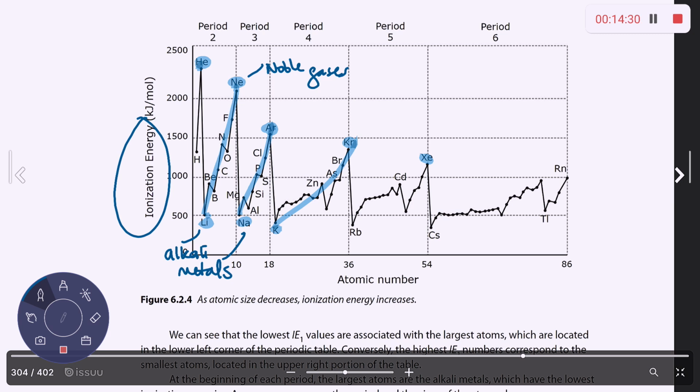Okay, and that's because the noble gases will be the smaller atoms in a period. The alkali metals will be the larger atoms. So it's going to take less energy to remove an electron from an alkali metal than it will to remove an electron from a noble gas, because the smaller atoms have their electrons closer to the nucleus, and that's why it would take more energy to pull it off. Okay.